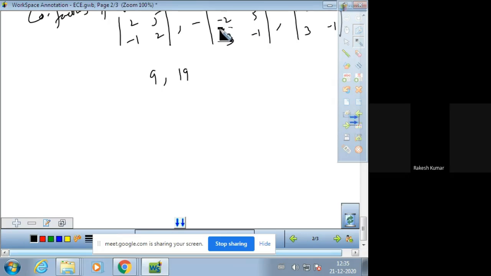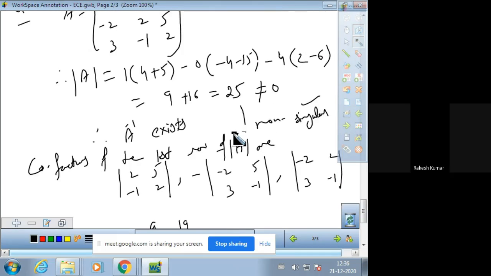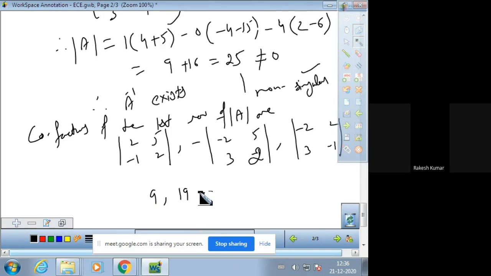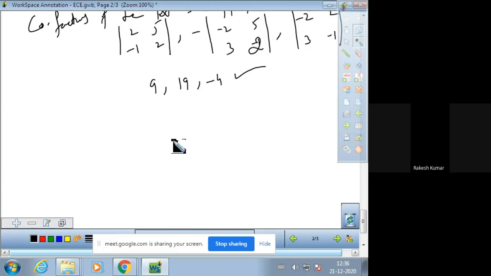Minus 15 is there, and sorry, the cofactors of the first row, minus 2, 3. This should be 2. So this comes out to be 19 and this comes out to be minus 4. So these are the cofactors of the first row. Similarly, you will be able to find the cofactors of the second row: 4, 14 and 1. And the cofactors of the last row will be 8, 3 and 2.